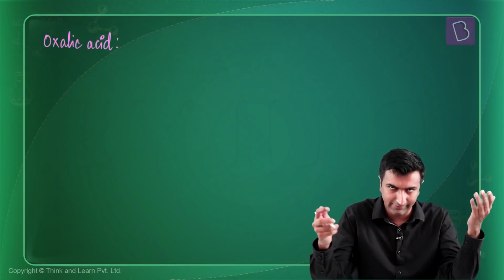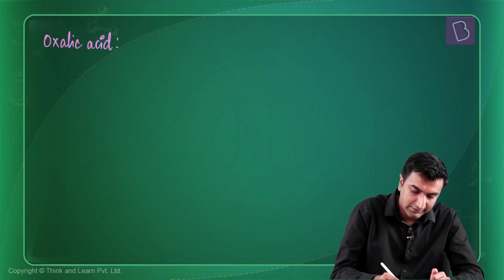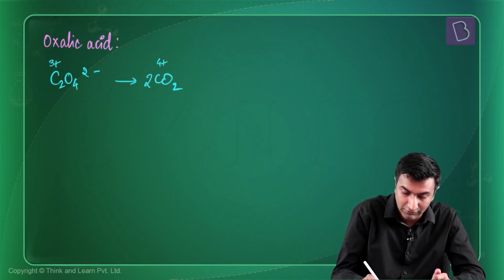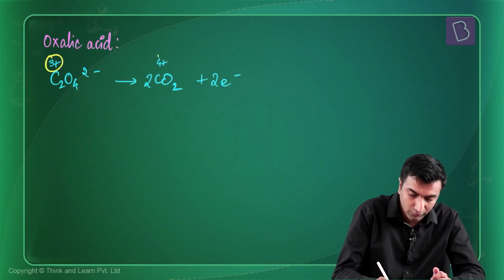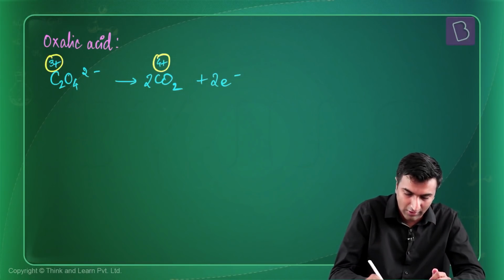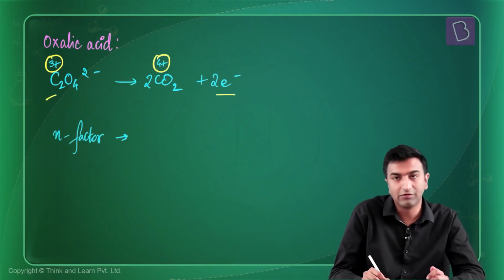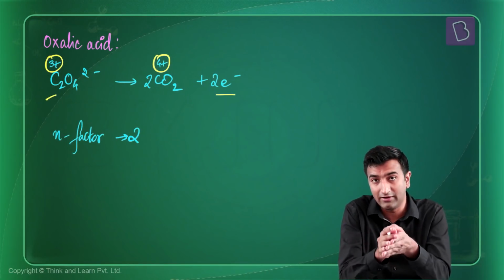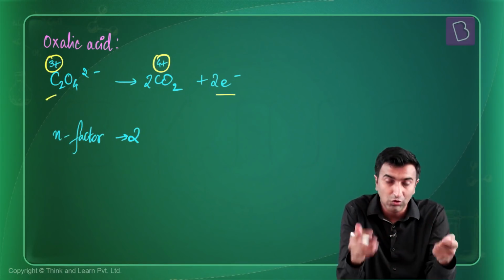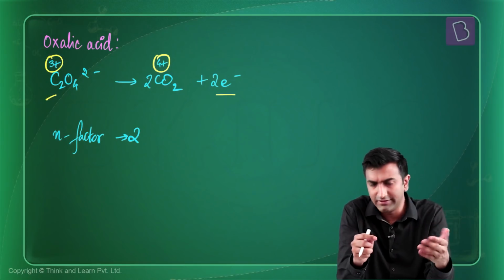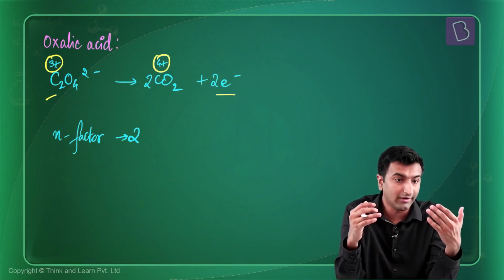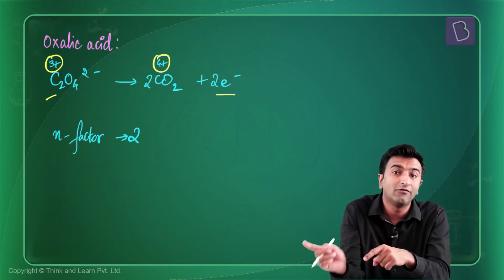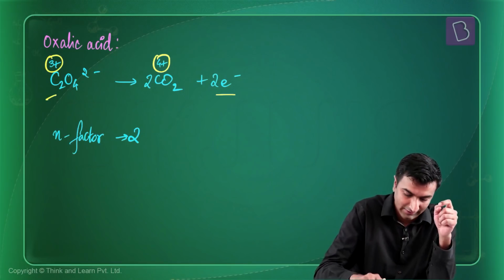So oxalic acid or oxalate ion, as I've written over here, C2O4 2 minus, gives you 2 CO2 and 2 electrons. I've just kind of short-circuited this. Basically, carbon changes from +3 to +4, and since there are two carbon atoms on the left-hand side, you get 2 electrons. So the N factor of this is going to be 2, which means whatever the molar mass of oxalic acid is, you divide that by 2 to get the equivalent mass. That's it. And from that, we can get the number of equivalents of oxalic acid that were provided to us, that reacted with the KMnO4 that was formed from the first reaction. Okay? All right, let's see.